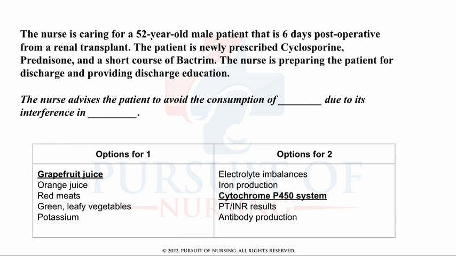So the nurse advises the patient to avoid the consumption of grapefruit juice due to its interference in the cytochrome P450 system. A compound present in grapefruit juice inhibits the metabolism of cyclosporin through the cytochrome P450 system. As a result, the consumption of grapefruit juice can raise cyclosporin levels by 50 to 100%, therefore greatly increasing the patient's risk of toxicity.